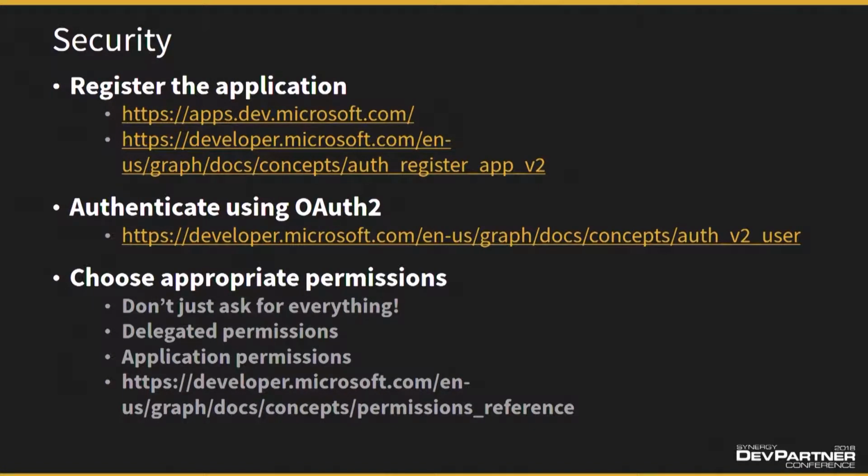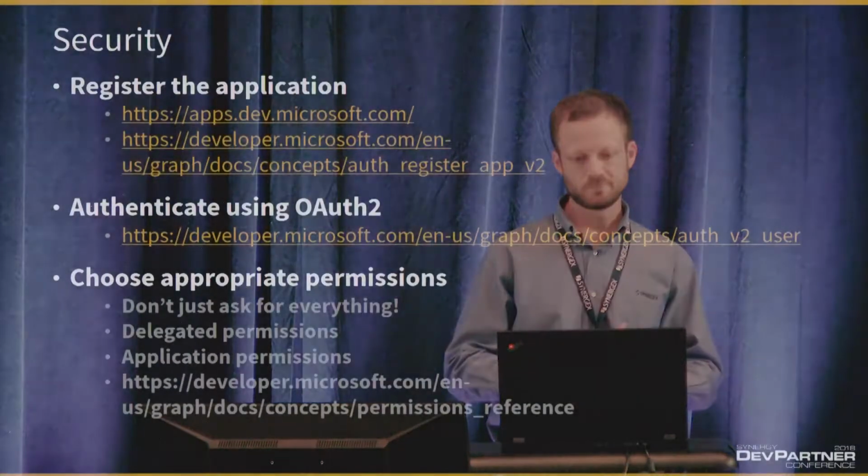The first step in interacting with the graph is you have to register your application. So I have a URL here. Basically, you just register your application's name and some other information, and they give you back some tokens and/or secrets, and some instructions on how to use OAuth to actually sign in as that application.